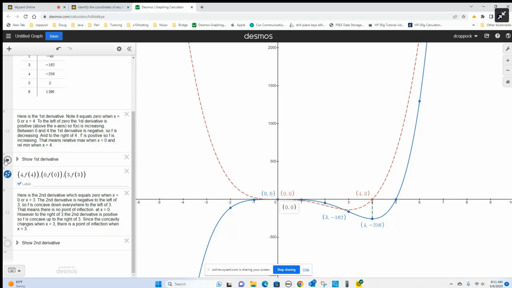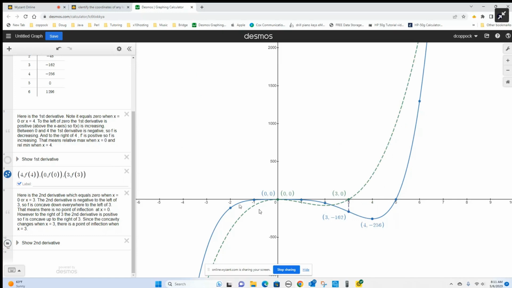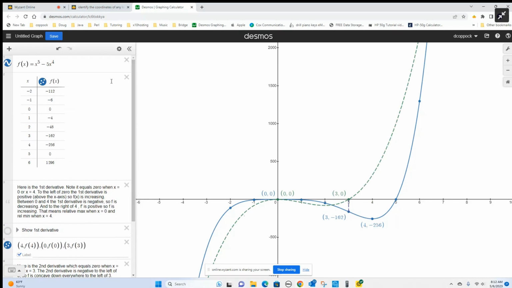And if I enable the second derivative, you can see that the second derivative is negative everywhere to the left of 3. That's why the curve is concave downward. But at that point right there, the concavity changes. And we do have the up behavior. This table shows some points that you could also graph to help you sketch the curve.